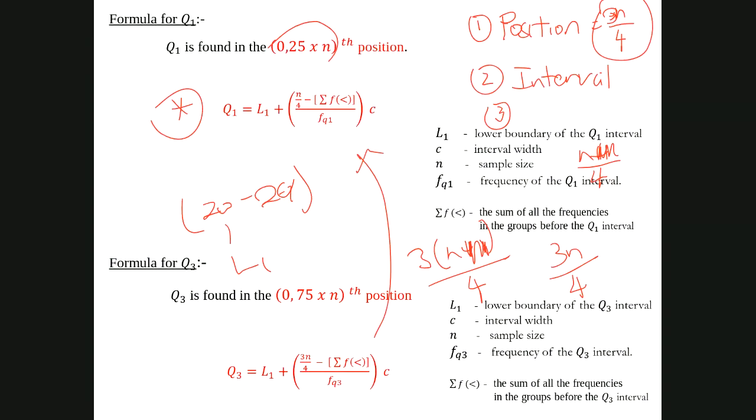It is L1, your lower limit, plus 3n over 4, which is the same value that you had determined in determining your position, minus the sum of the frequencies in the groups before the group you selected, over the frequency of the group you selected, and it's multiplied by C, which is your interval width, or your interval size. Okay, so this is the calculations involved when you are determining your Q1 and your Q3.